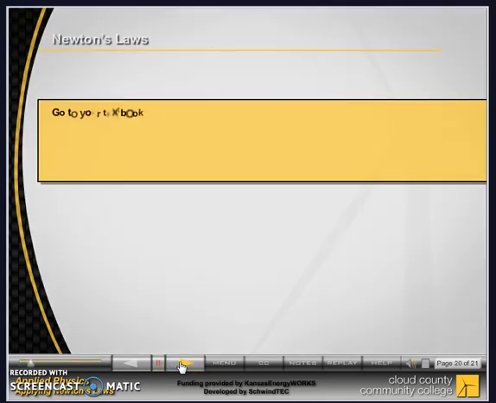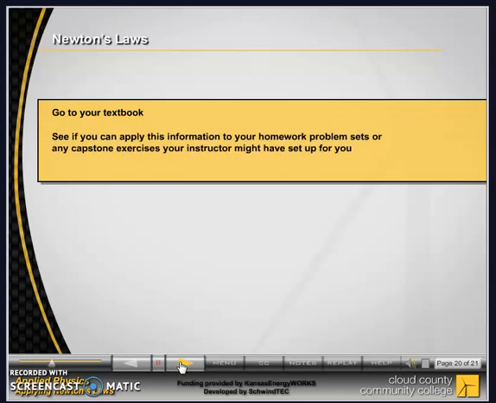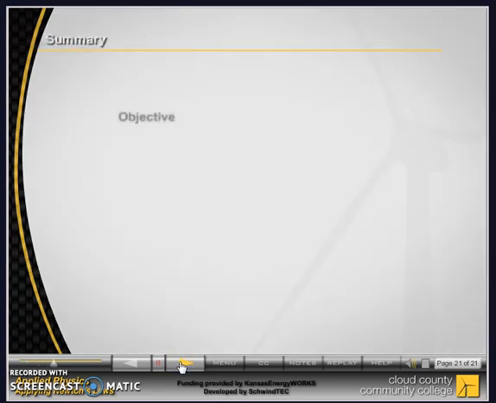Now go to your textbook and see if you can apply this information to your homework problem sets or any capstone exercises your instructor might have set up for you. In this lesson, you covered the following objective.